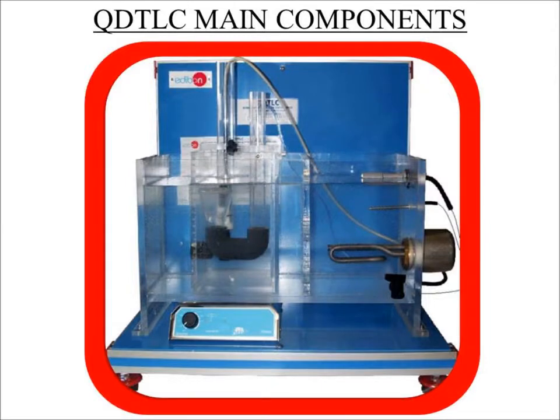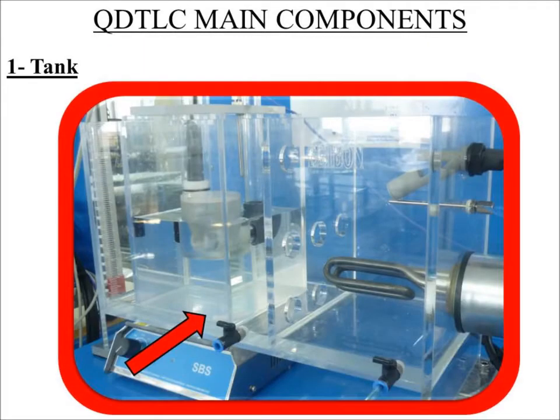QDTLC main components. Number 1. Tank. This is a transparent tank designed for liquids, divided in two parts. One is the experimentation vessel, and the other one is the thermostatic bath. This tank has a capacity of 2.5 liters.